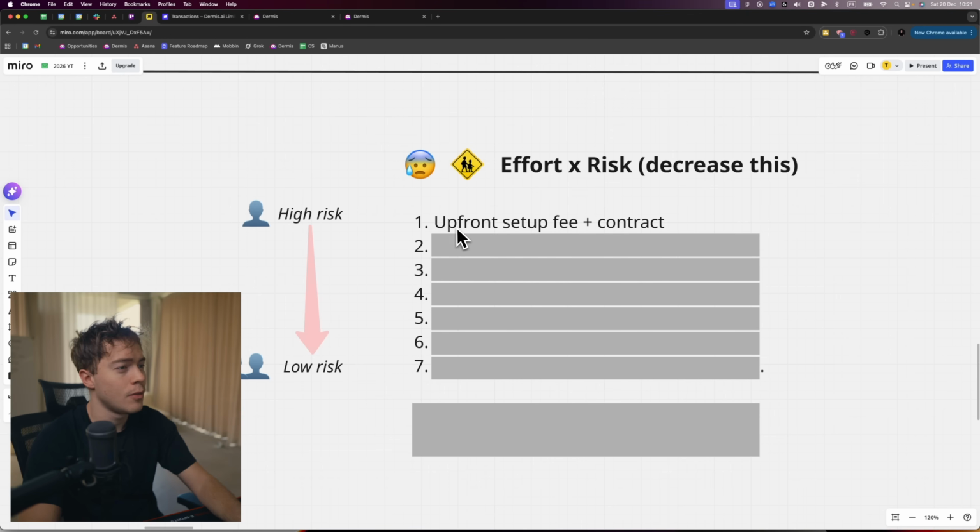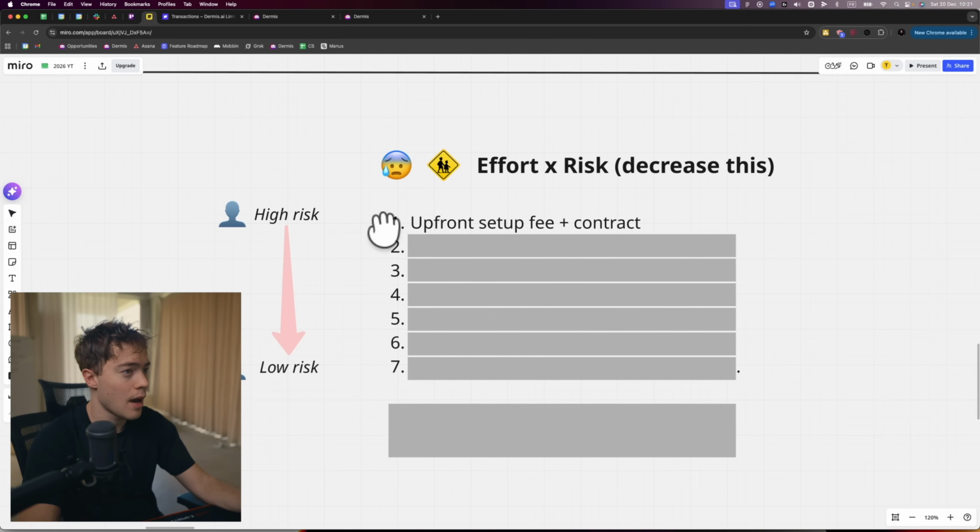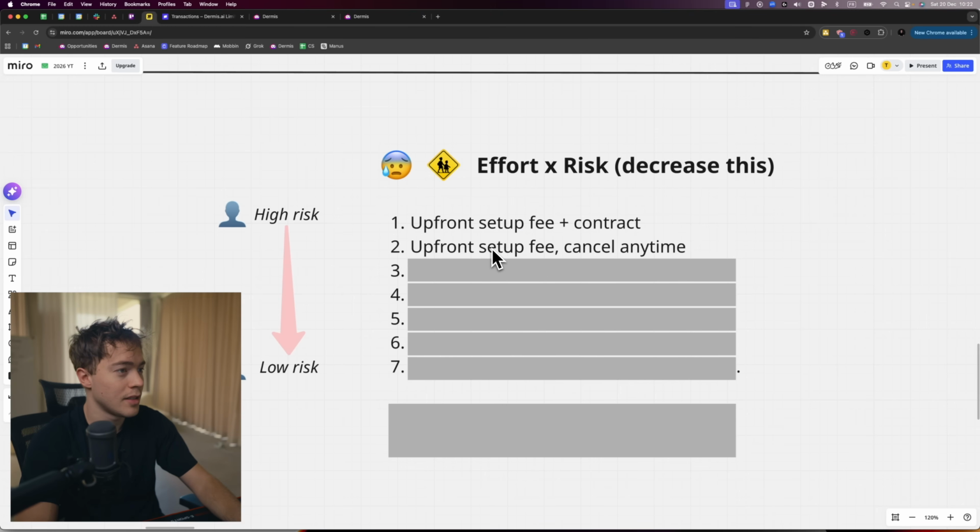So the first level we have is if you charge an upfront fee and a contract. So this is very annoying. People do not like upfront setup fees, and they do not like to get locked into a contract, right? They want to see the software work for them first. Obviously, this makes sense. The next level is you have an upfront setup fee plus cancel anytime. So this is what we had at some point, but we just continually turned people away because, again, it's the setup fee that annoys them, but the fact that they could cancel anytime was really reassuring.